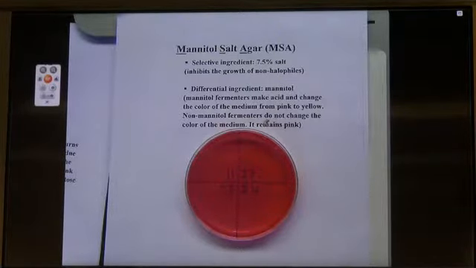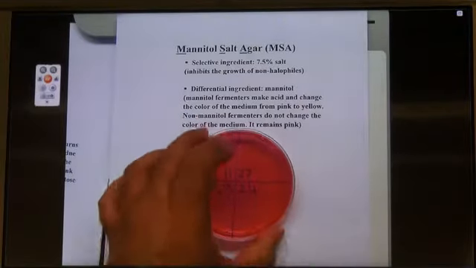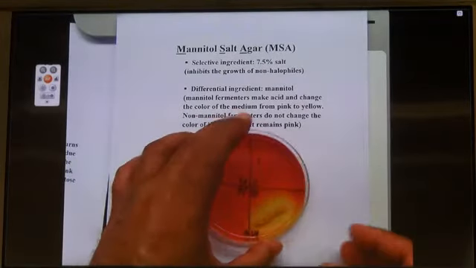Okay. So we inoculated 4 bacteria on this: E. coli, Streptococcus mitis, Staphylococcus aureus, and Staphylococcus epidermidis. So let's find out which one of them is halophile, which one of them is not, and which one is fermenter, which one is not. Okay. So here's a plate right here.